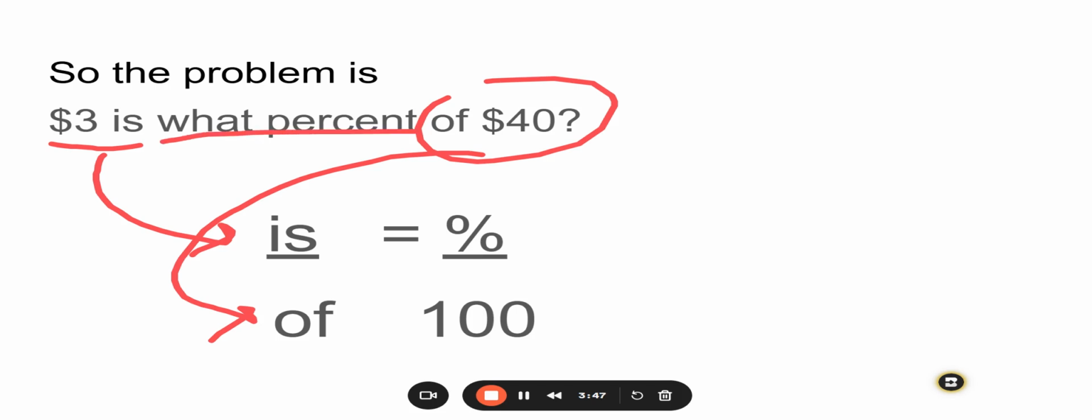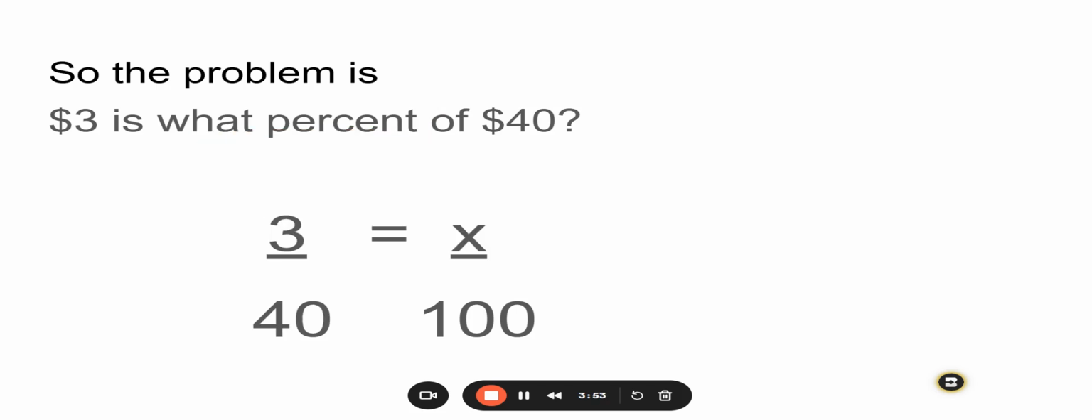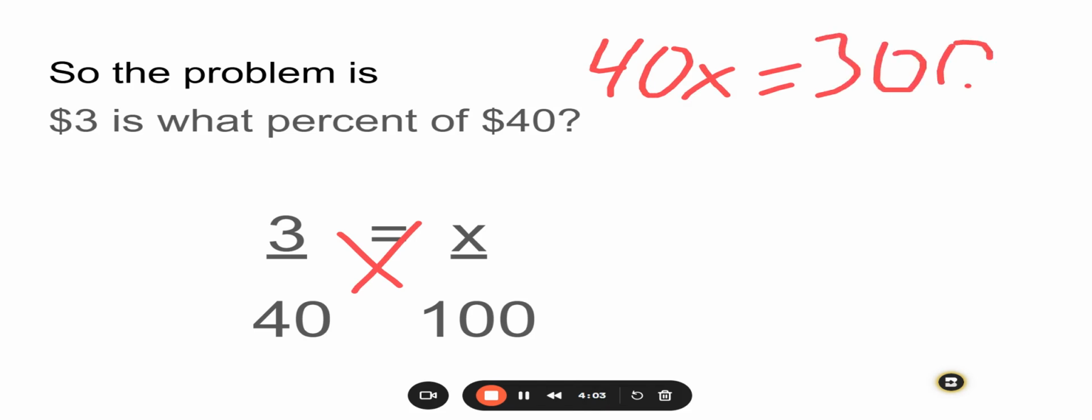Because it's asking what percent, that means we're going to try to find the percentage right here. So that's where my x is going to go. This is what it should look like. Cross multiply and divide. 40 times x gives me 40x. 3 times 100 gives me 300. Divide them both by 40.